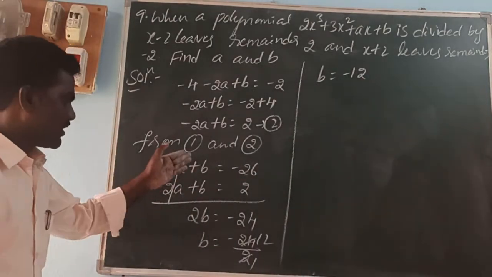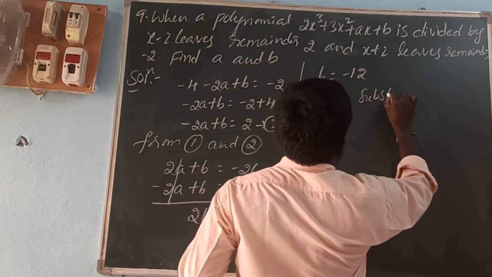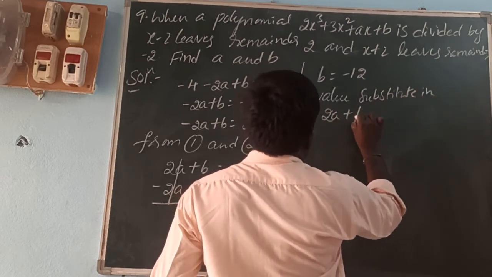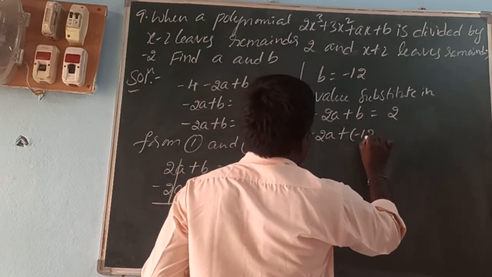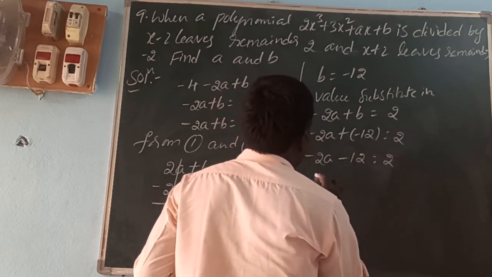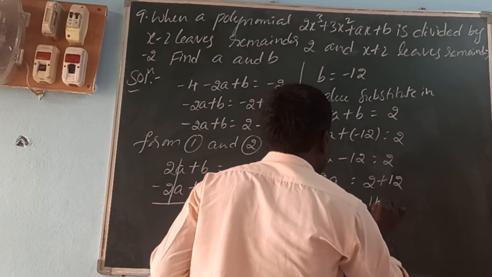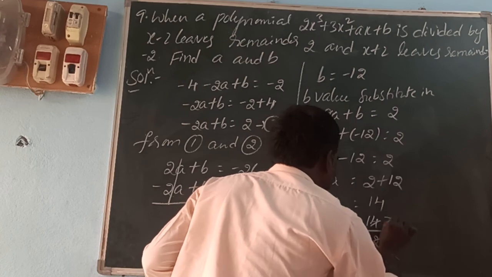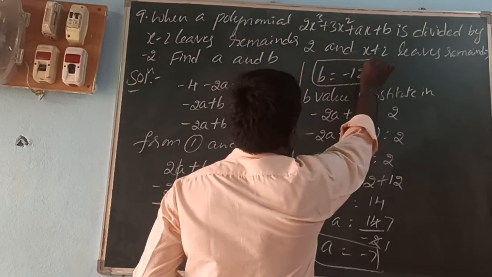So the b value we can substitute in any one. So here substitute the b value in minus 2a plus b is equal to 2. So that is here minus 2a plus minus 12 is equal to 2. So minus 2a is equal to 2 plus 12, so minus 2a is equal to 14. a is equal to 14 by minus 2, 1 twos are 2, 7 twos are 14. So the value of a is minus 7, the value of b is minus 12.